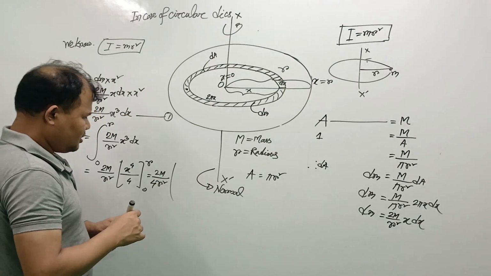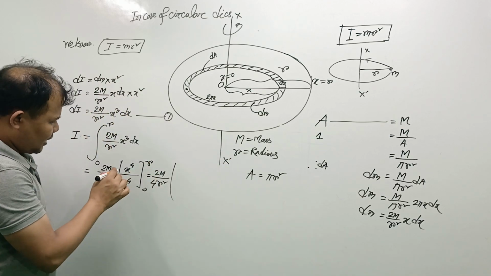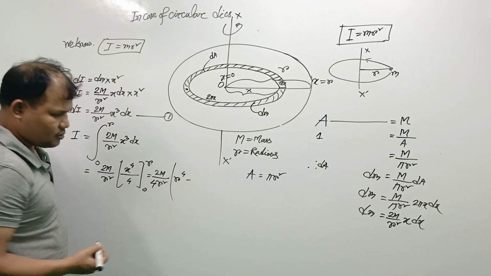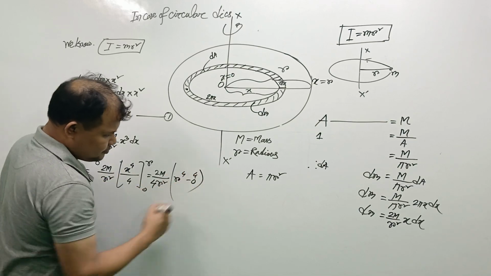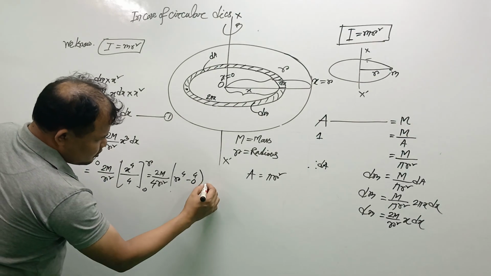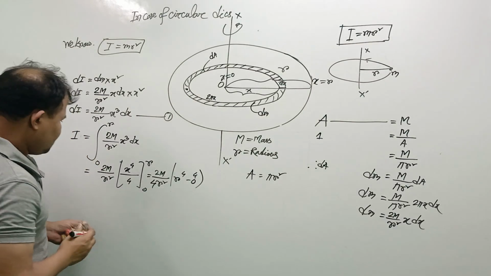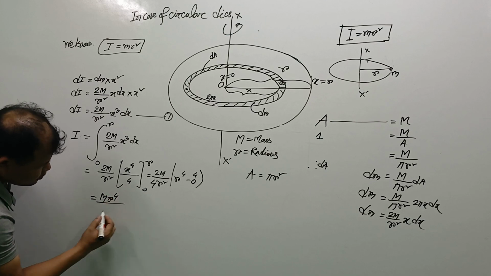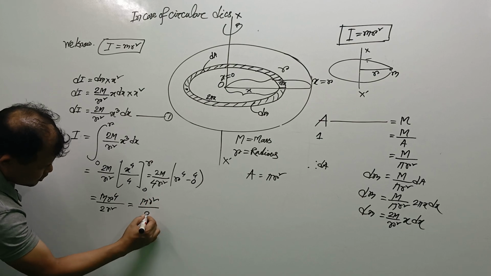Now we put in the limits. Our upper limit is r. At first we put the upper limit, replacing x by r, so the power is 4. Now we write minus and put the lower limit 0, replacing x by 0. After solving this part, we get 2m divided by, suppose we write here, m r power 4 and 2 r square. So finally we get m r square divided by 2.